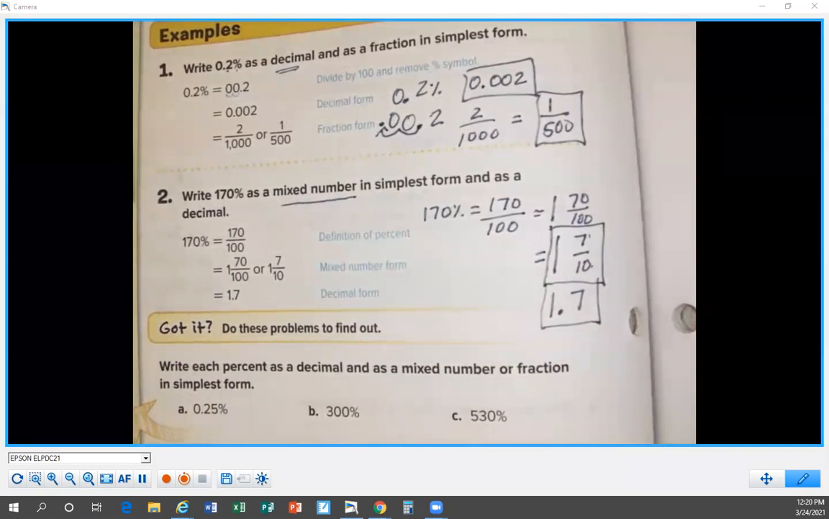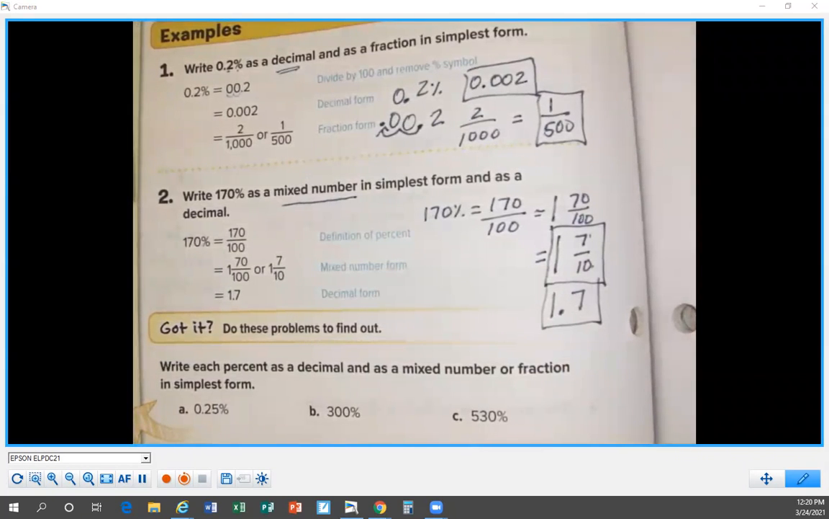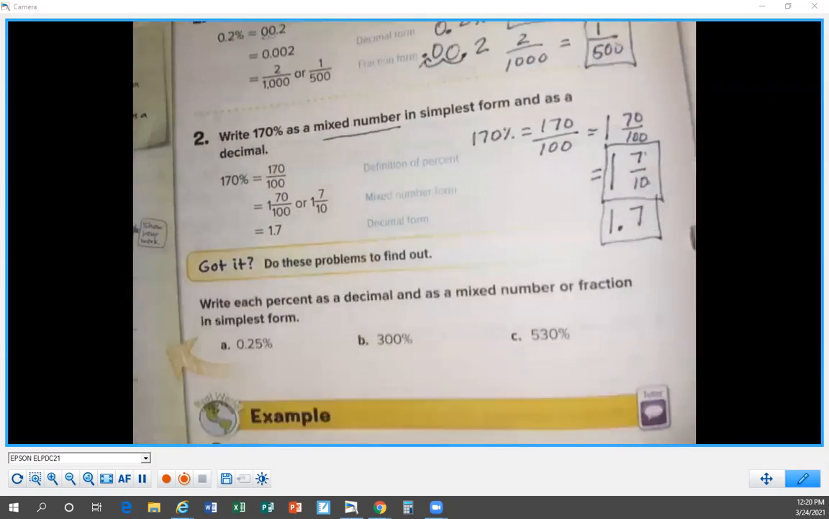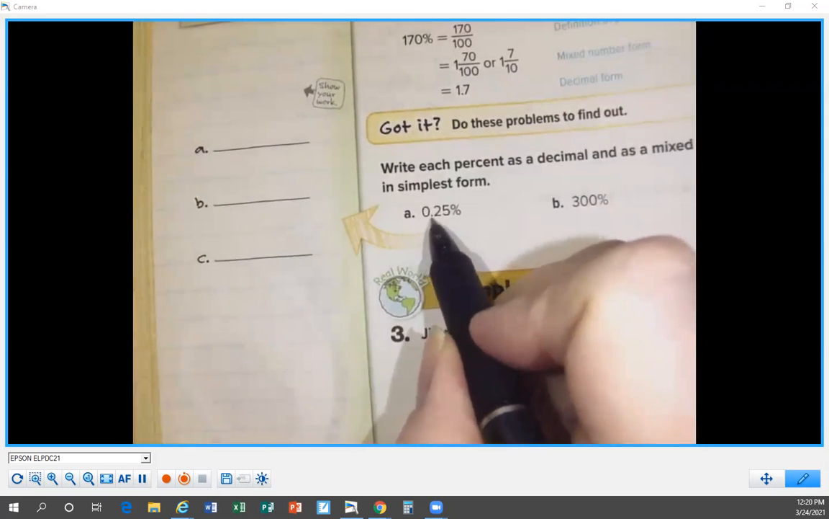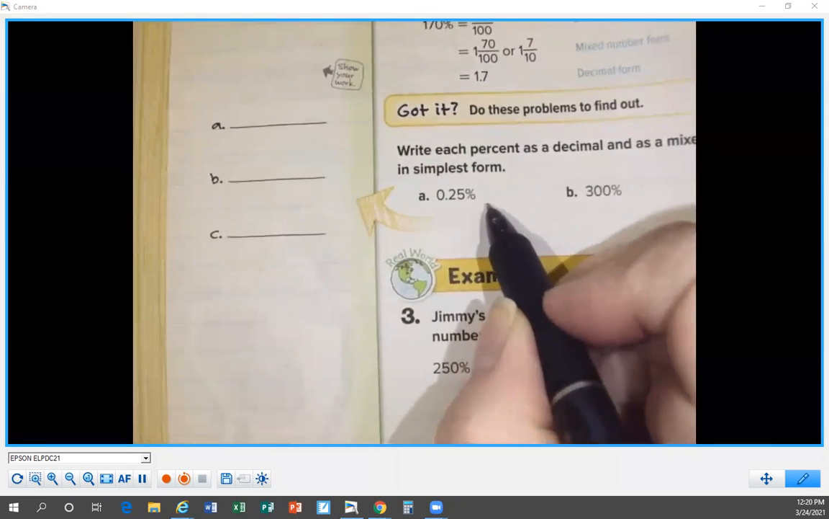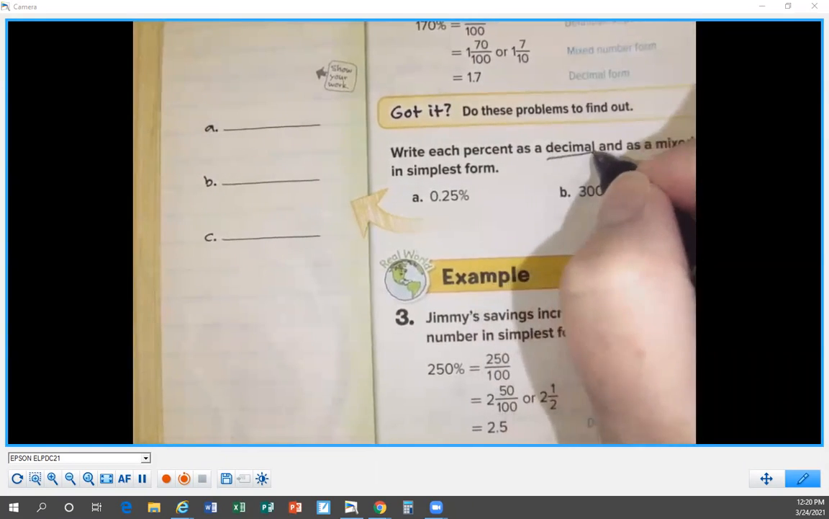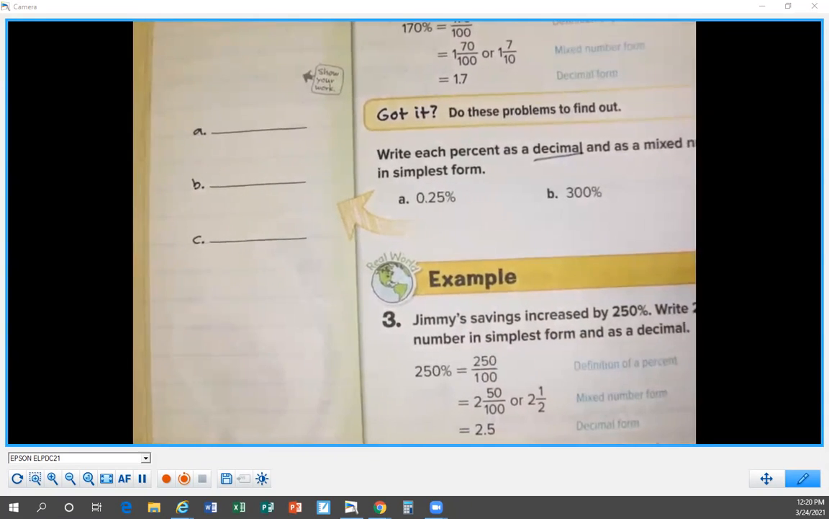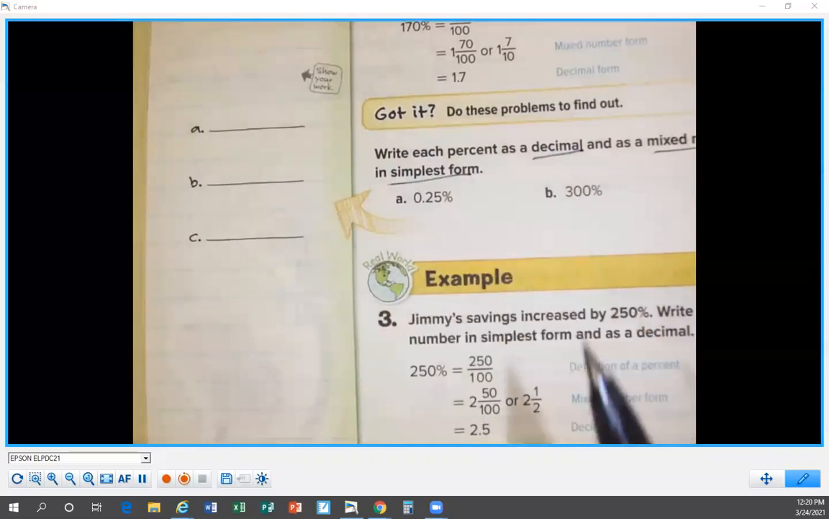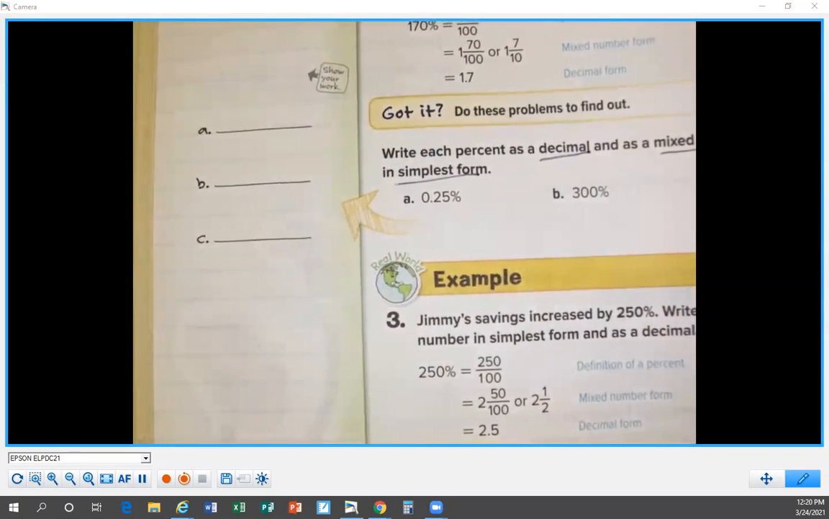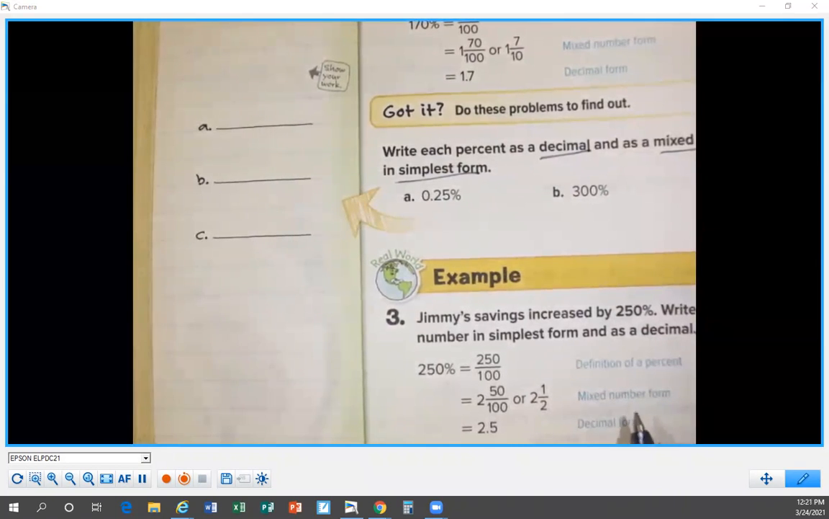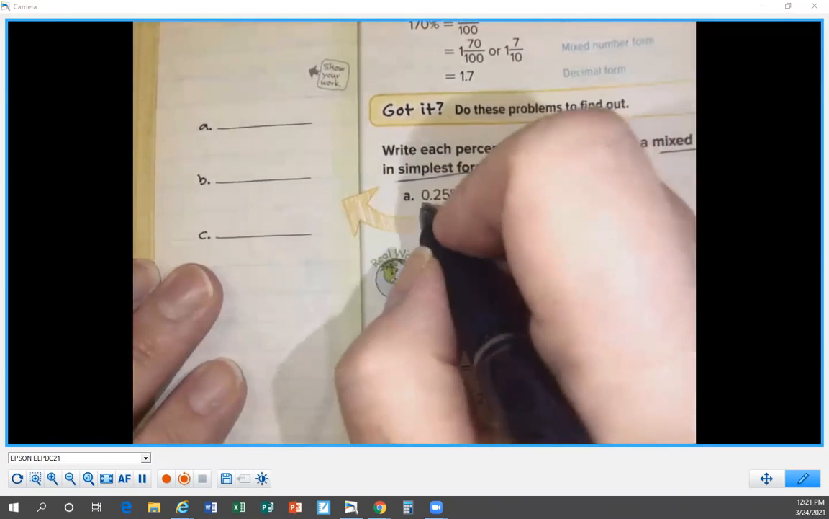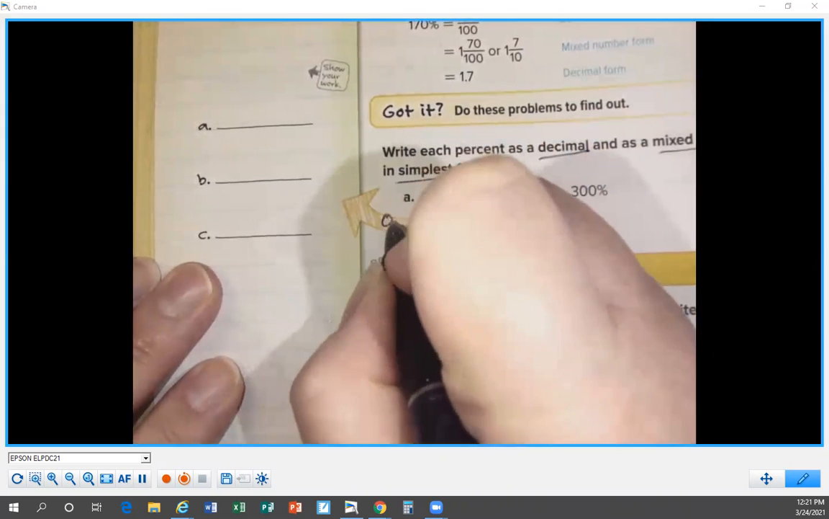Okay, let's look at example A. Here we have 0.25%. We want to write that as a decimal first, and then as a mixed number or fraction in simplest form. First of all, to write that as a decimal, we need to drop the percent sign. Dropping the percent sign will give us 0.25.